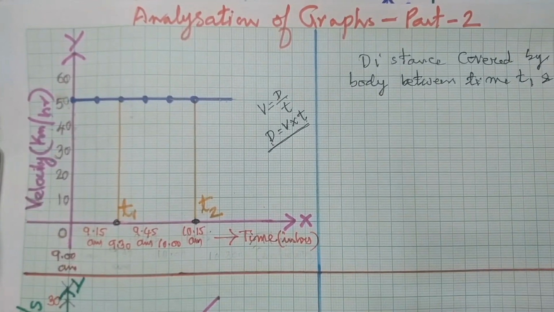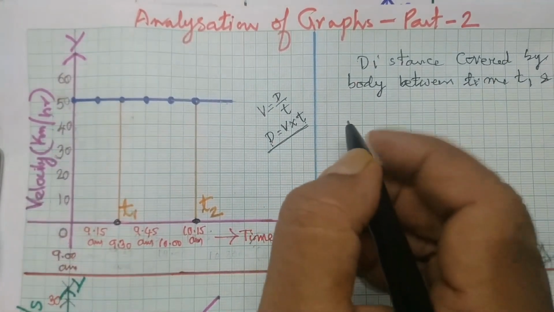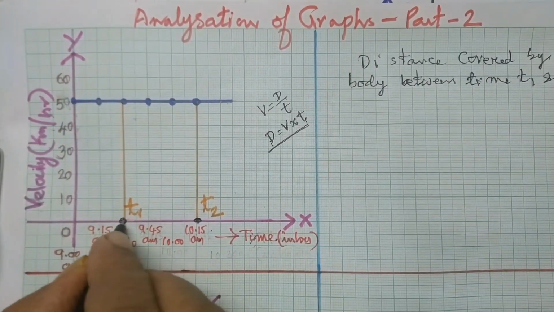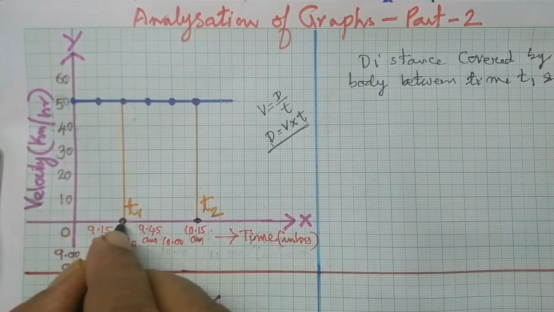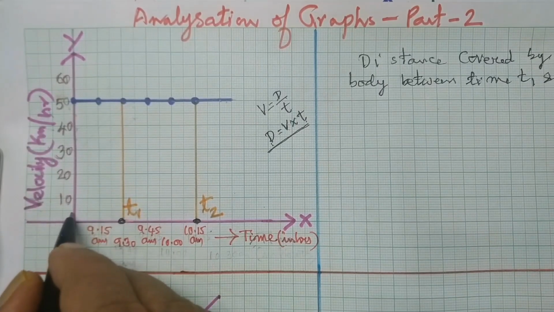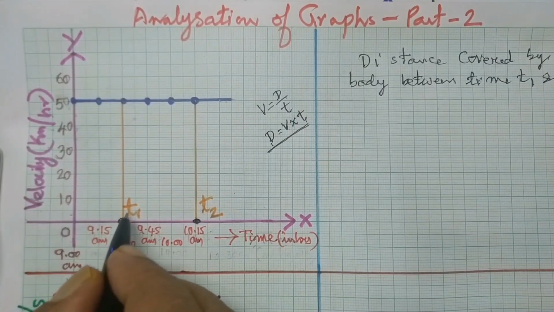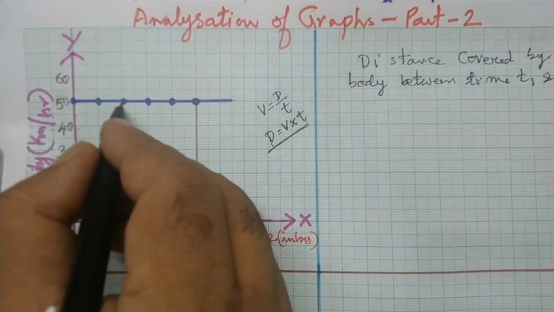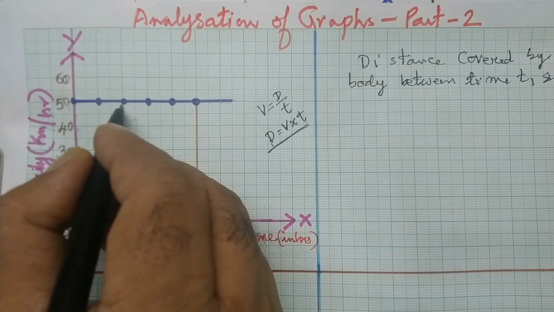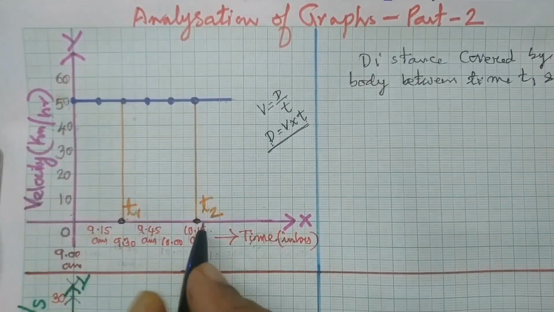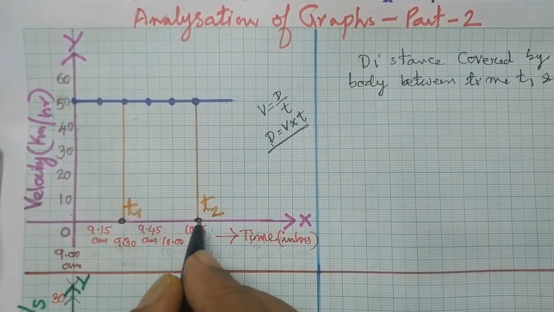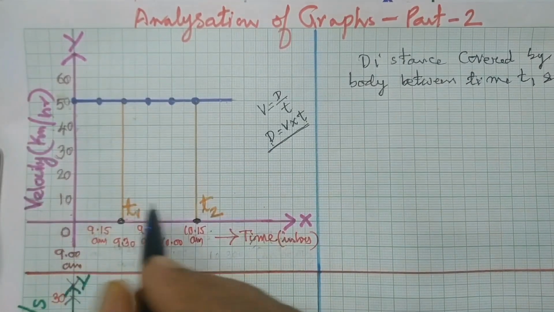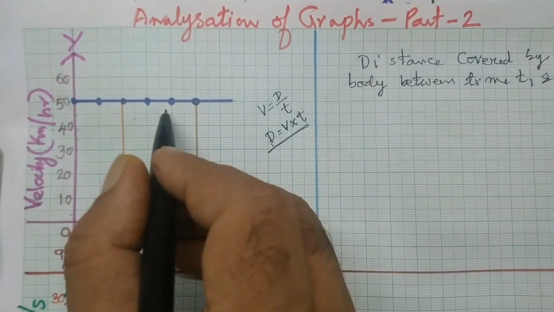How to calculate it, that I will show you now. For that, from time t1 you have to draw a line parallel to the y-axis so that it touches the graph line, means you have to draw the line like this. For convenience sake, to save time, I have already drawn it. And from time t2 also you have to draw the line like this. Then it will form a rectangle here.